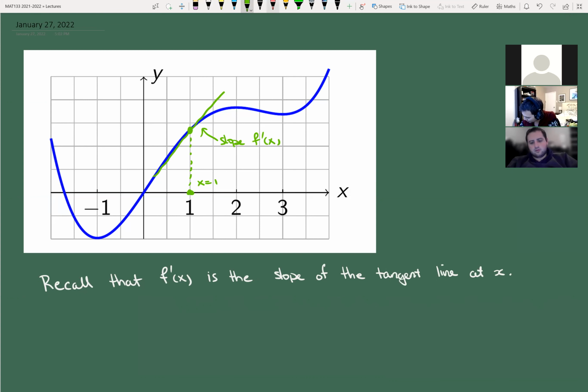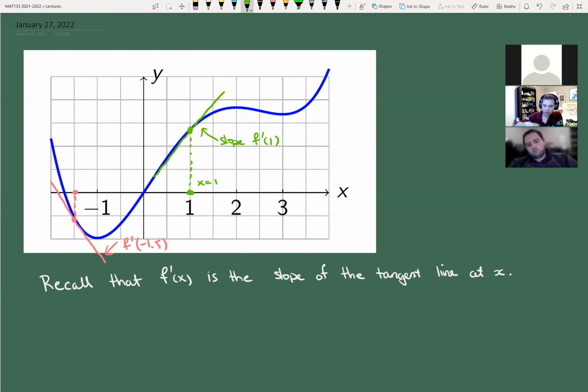Or if we chose a slightly different point, let's choose negative 1.5 here. If we came down, and again, I'm going to try to draw the tangent line like this. That slope is f prime of negative 1.5. I guess I can actually say what this is. This is f prime of 1. Okay, so the derivative is the slope of the tangent.